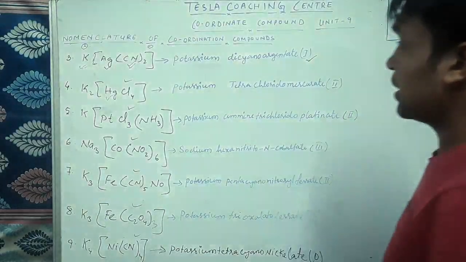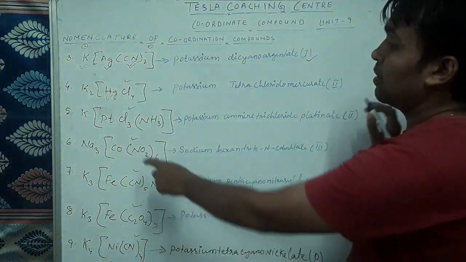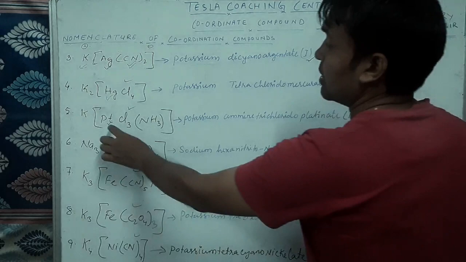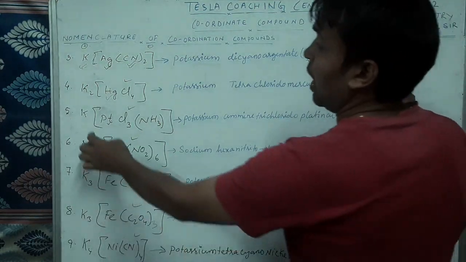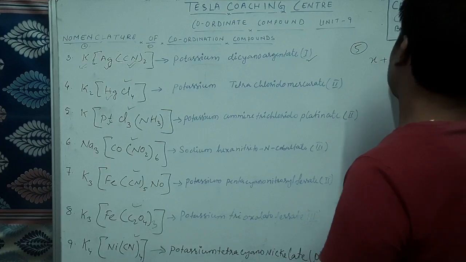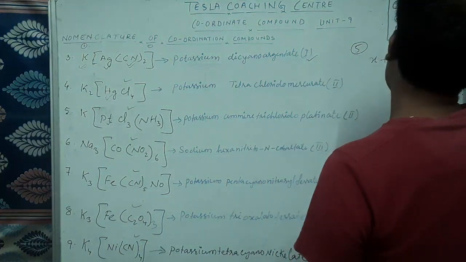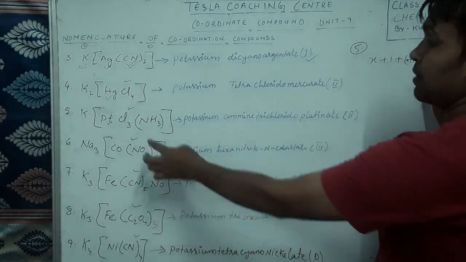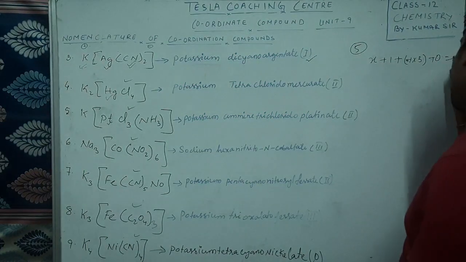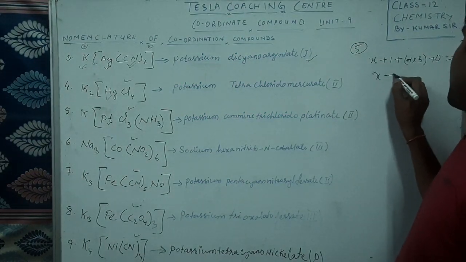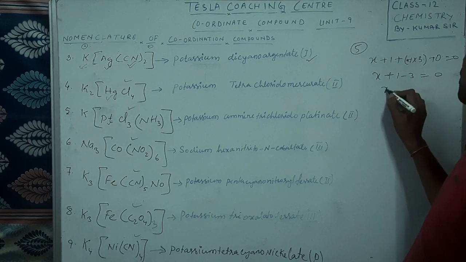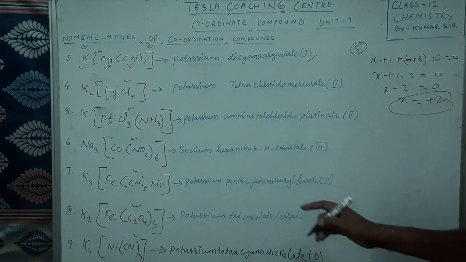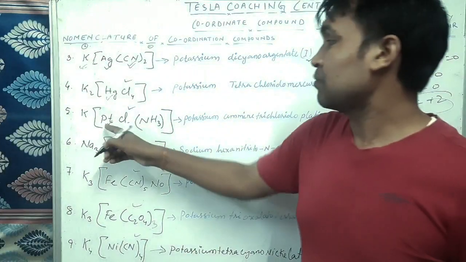Next, let's go to question number 5, and see how we are doing it. In question number 5, we are going to calculate the oxidation number of platinum. Let's assume it as X. Plus, how many potassium are there? 1. And how many chlorine are there? The chlorine oxidation number is -1 into 3. And this is ammonia, whose oxidation number is 0. So here it will be X plus 1 minus 3 equal to 0, so X minus 2, so X equal to +2.